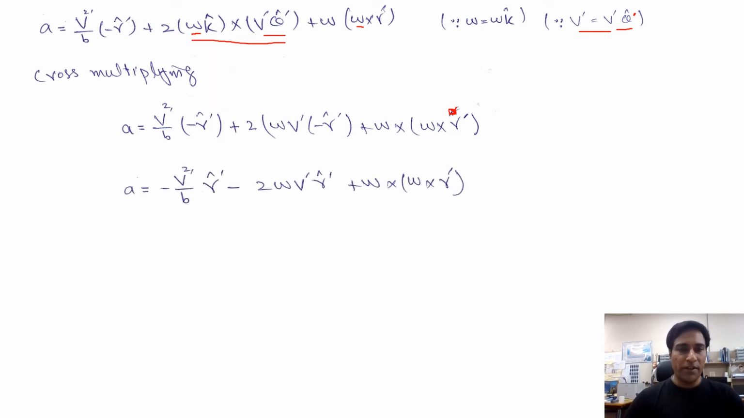With the simplification, we will get the relation a is equal to minus v dash square over b r dash unit vector. This minus is outside now, and again this minus is outside now, and we have minus 2 omega v dash r dash unit vector plus omega cross omega cross r dash.